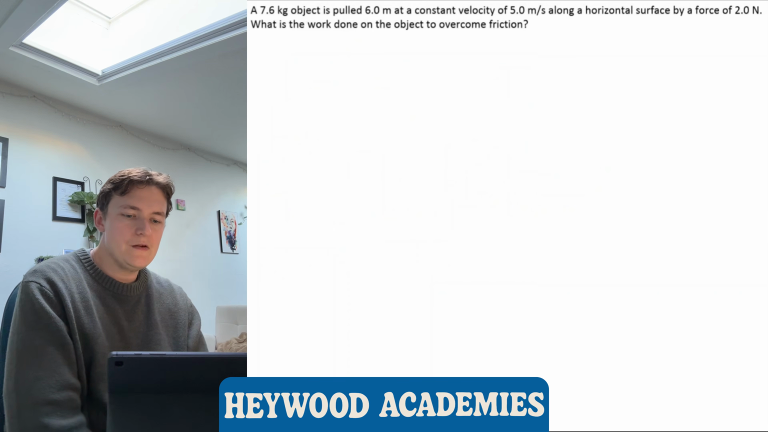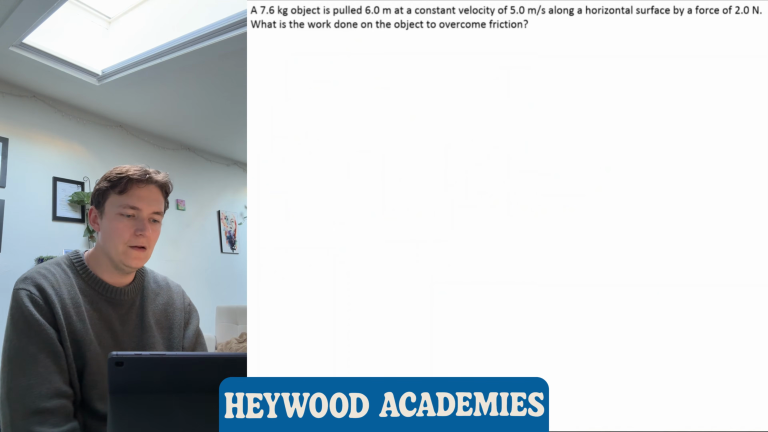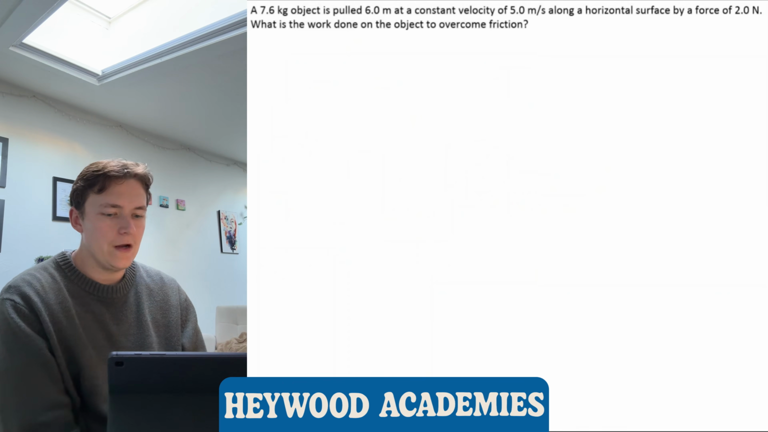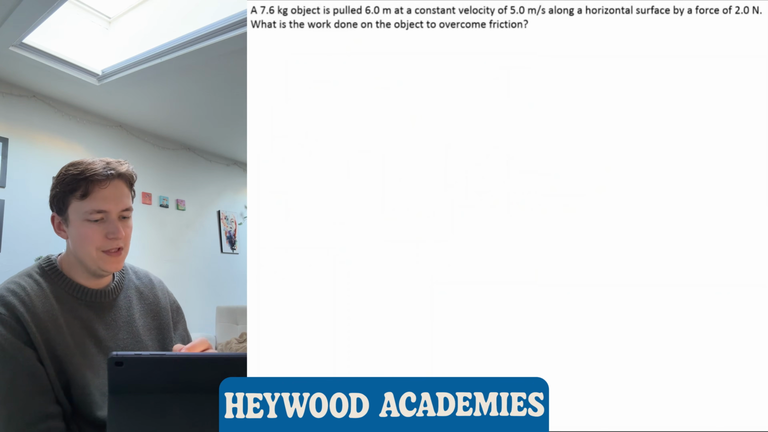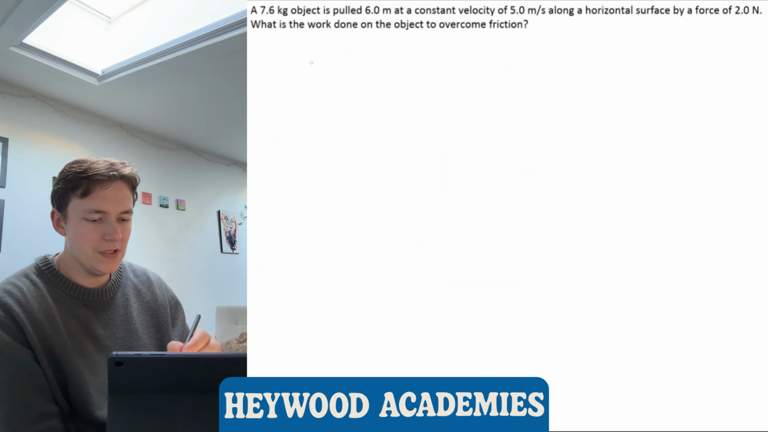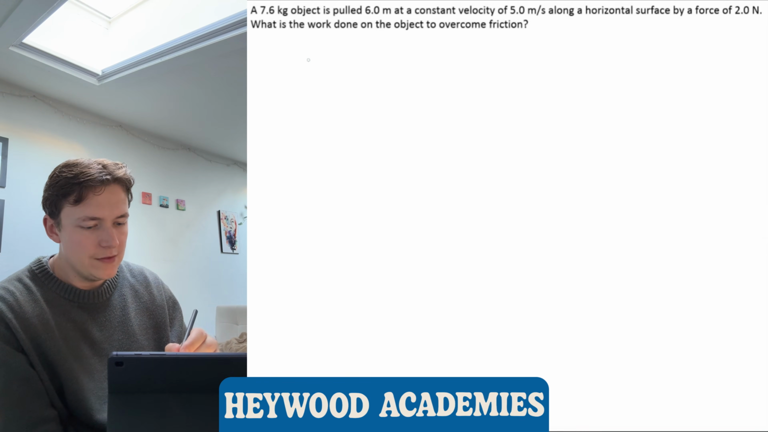A 7.6 kilogram object is pulled 6 meters at a constant velocity of 5 meters per second along a horizontal force of 2 newtons. What is the work done on the object to overcome friction? So what we can assume in this case, because we're being pulled at a constant velocity, is that the force that we're applying should be the same as whatever the friction force is. So the work done to overcome friction, we can work that out here by drawing a little picture again, free body diagram.